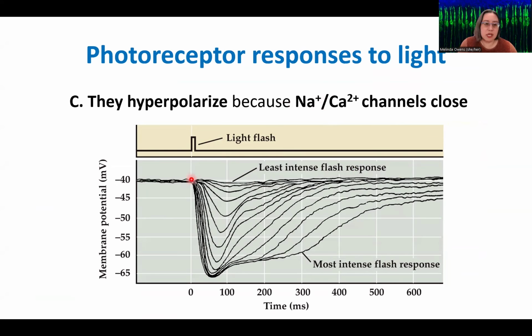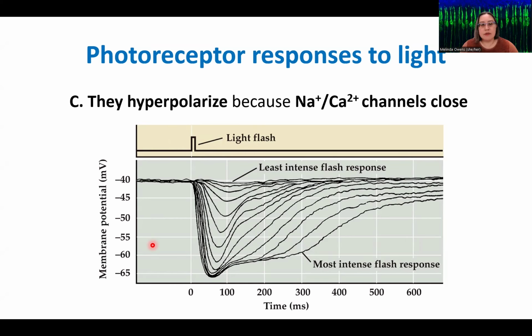And so this shows the membrane potential in response to a light flash. If it's just a little bit of light, a very weak light, then you get a very slight hyperpolarization. If you have a very strong flash of light, it hyperpolarizes quite a bit. And that's what these traces are showing. They're showing the response to different intensities of light flashes. But overall, the photoreceptors will respond to light. You're like, okay, well, why? Well, this is just how it is.